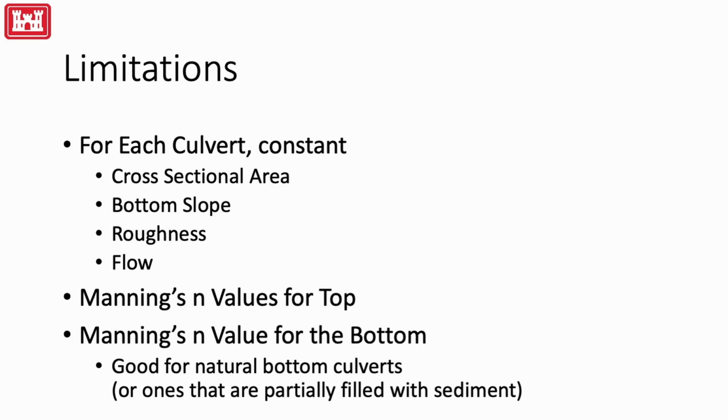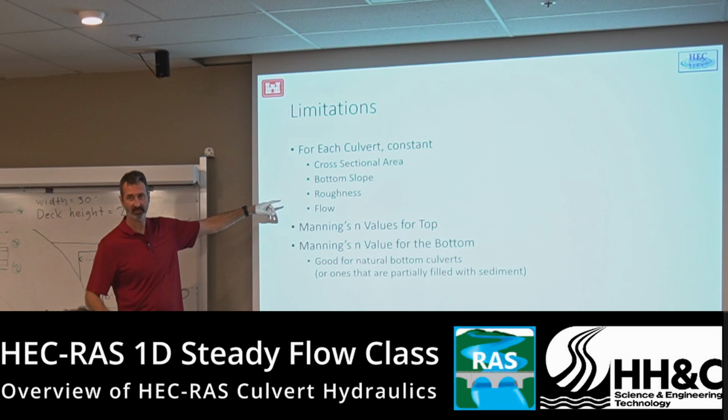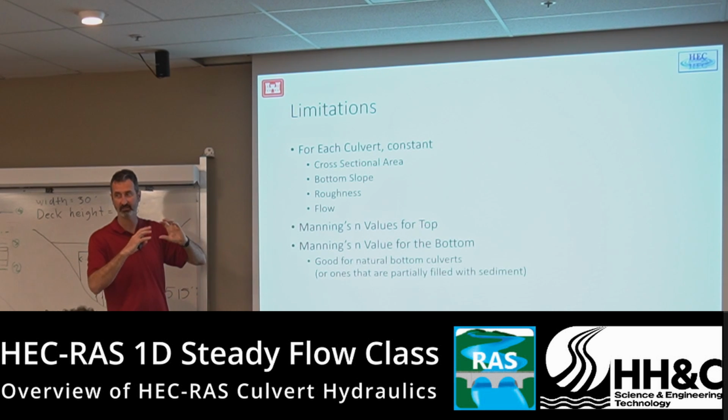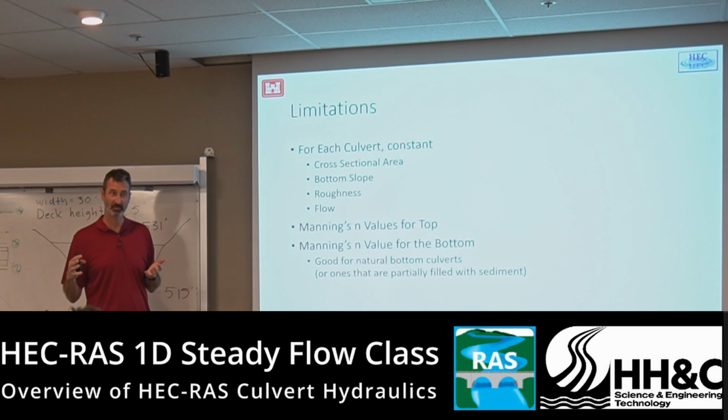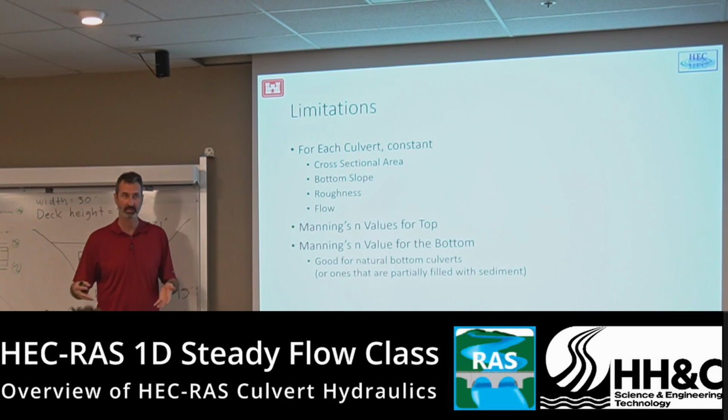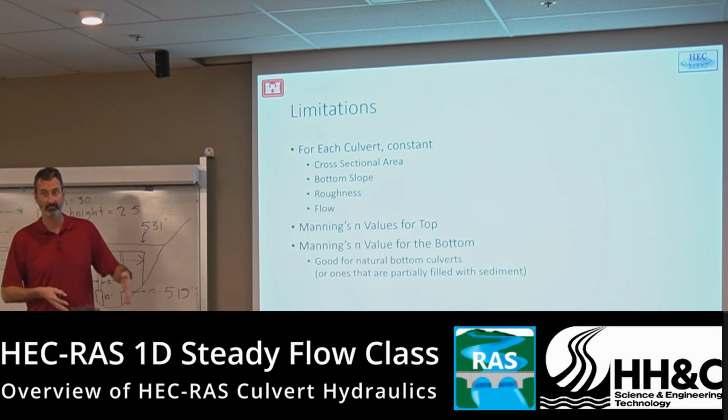So limitations for how we put culverts in RAS: the cross-sectional area needs to be the same. So essentially, it's a single shape, it's got to keep going. The same bottom slope, the same roughness. Well, you can put in 2 roughness values, one for the bottom, one for the top, but it's fixed all the way through. If you have a corrugated metal pipe, sometimes they put asphalt on the bottom third of them or something to keep them from rusting out. But you got to do that everywhere.